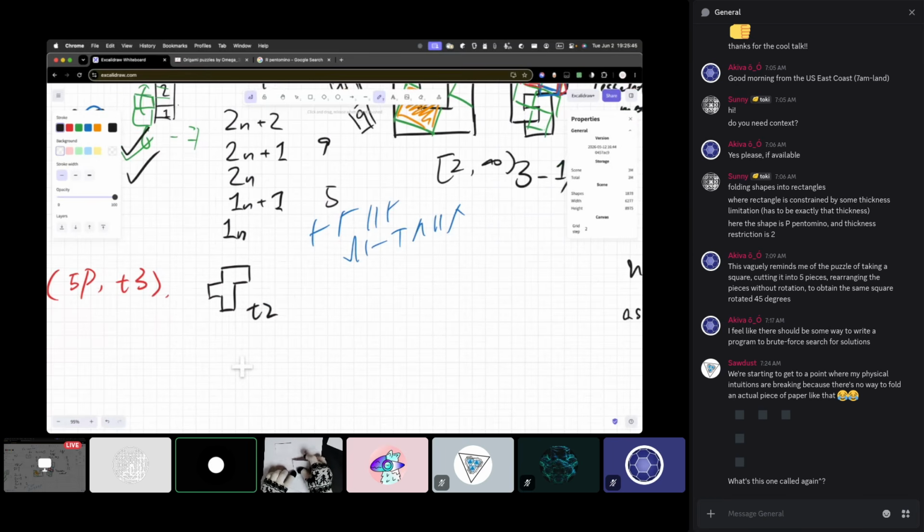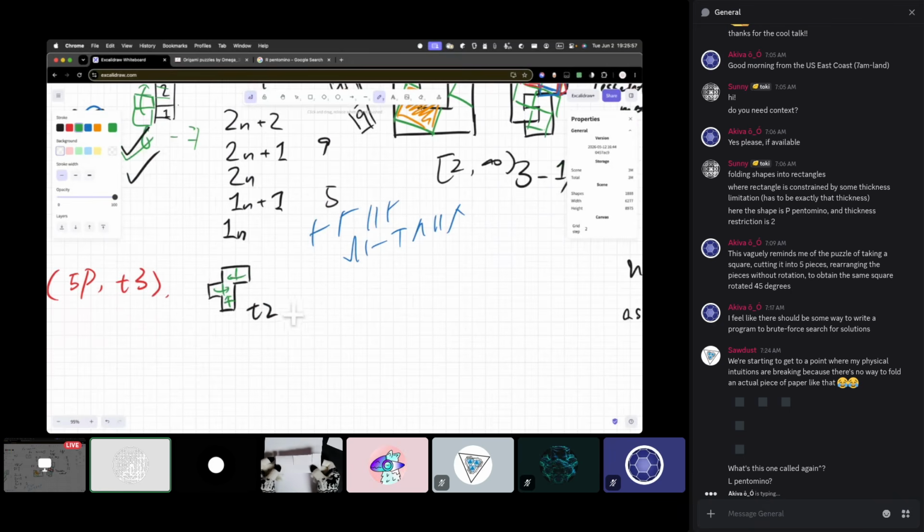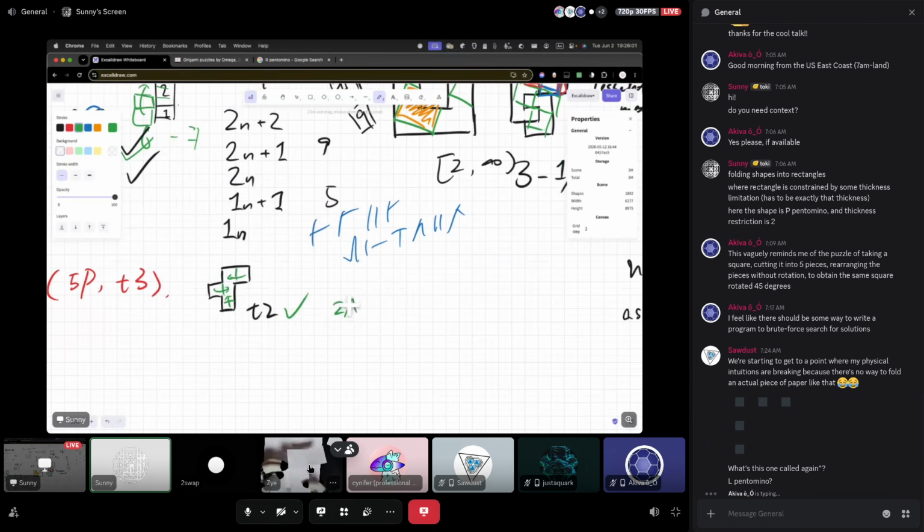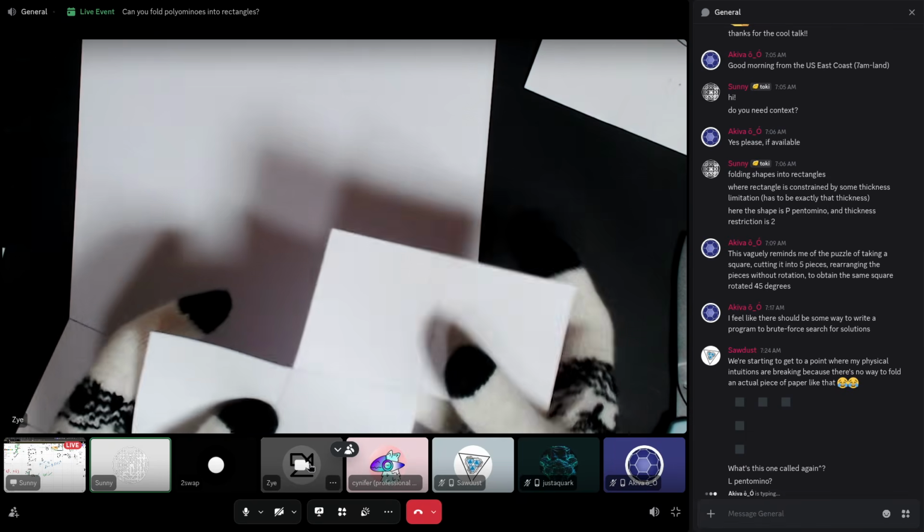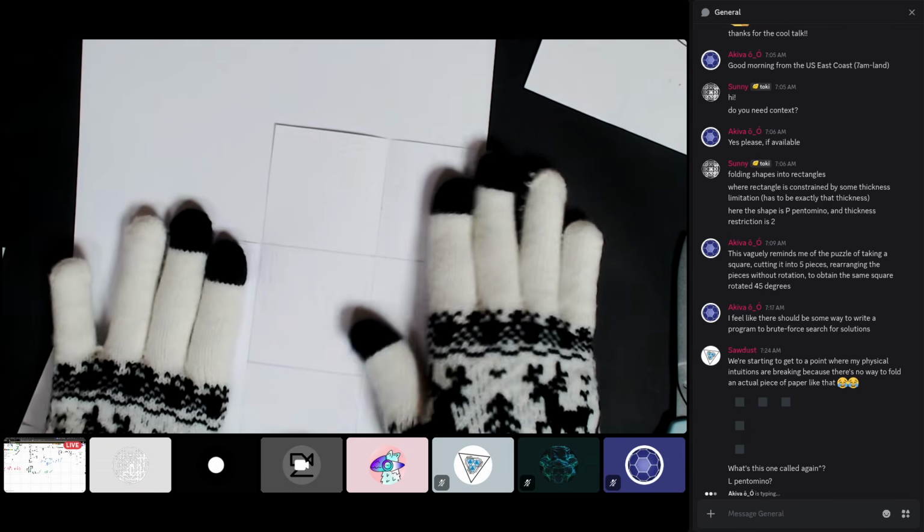Well, you can fold the right bit in and the left bit in, and then the bottom you just fold in half, and you get a 1 by 2.5 exactly. So you get this, and this is solvable thickness 2, and therefore also by extension solvable for all 2n. What else?